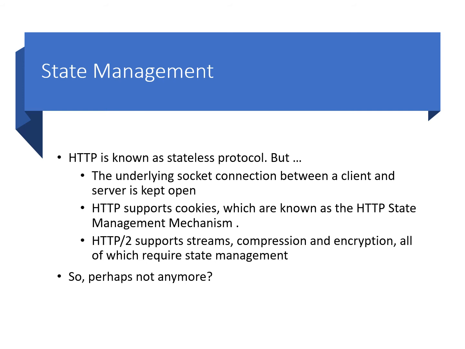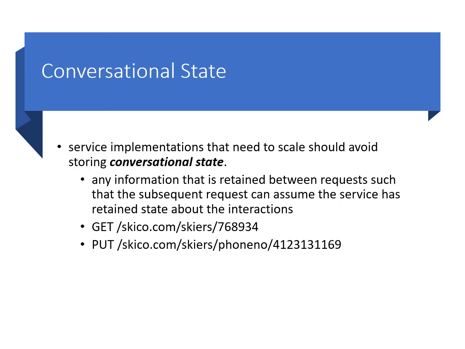Armed with this confusion, let's look at the application services APIs that we can build on top of HTTP. When a user or application connects to a service, it will typically send a series of requests to retrieve and update information. Conversational state represents any information that is retained between requests, such that the subsequent request can assume the service has retained state about the interactions. Let's look at an example. In our Skier API, a user may request their profile by submitting a GET request to the following URI as shown on the slide here.